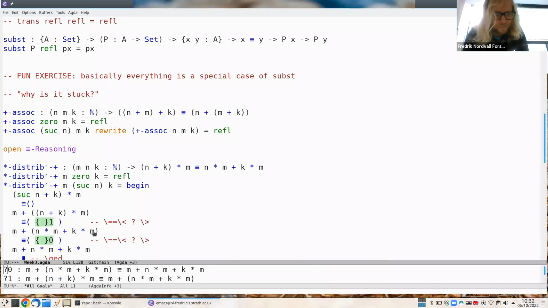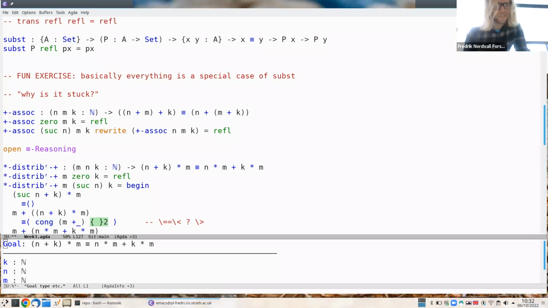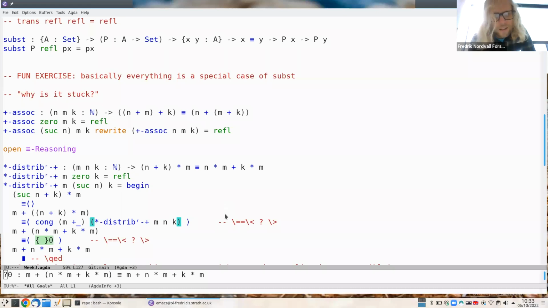Okay. So now I have to justify this step, and then I still have to get from here to the end somehow, right? But justifying this step, well, the M plus stays the same, so that's a cong, M plus, and then the final thing goes here, underscore suc, and something, and then here. Still have to show why this is equal to this, right? But that was the recursive call. So auto can figure that out. So then we see that we have actually made some progress here. Right? We started to get to where we wanted.